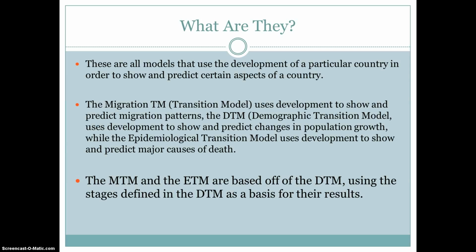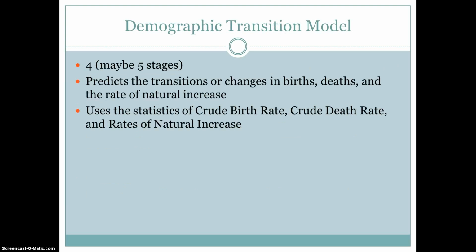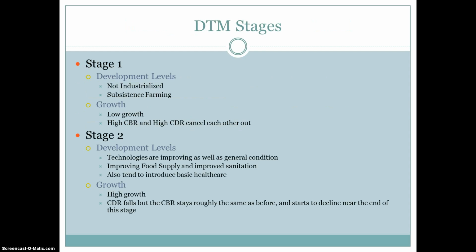The migration transition model and the epidemiological transition model are based off the DTM, and they use the stages defined in the DTM as a basis for their results. So now let's look into each one a little bit more specifically. The demographic transition model has 4 stages, and a 5th one is currently being explored. It predicts the transition or changes in births, deaths, and the rate of natural increase of a country, and it uses the statistics of crude birth rate, crude death rate, and the rate of natural increase.